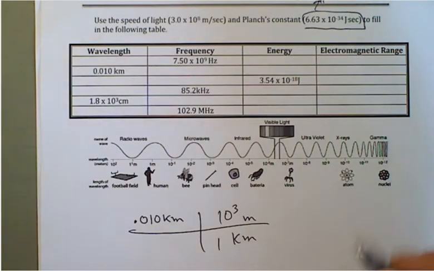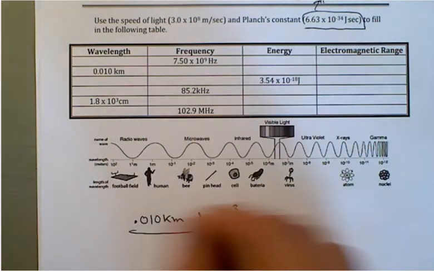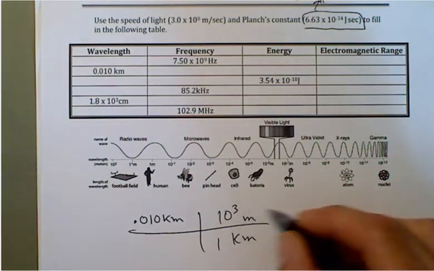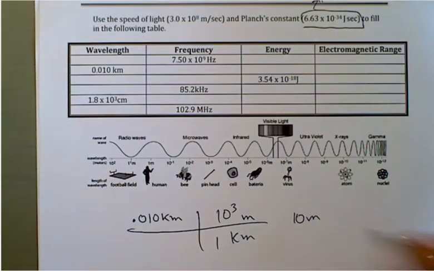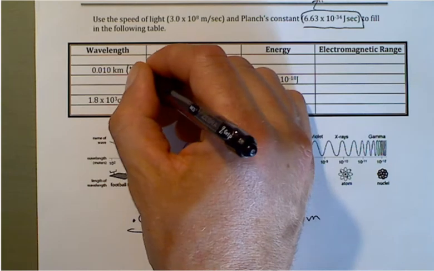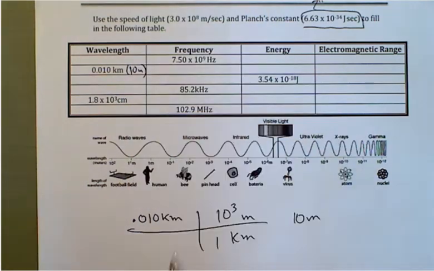All right, here we go. So go ahead and multiply that out. That's pretty easy because you're just moving the decimal place 3 places. So I have 10 meters. So over here, this is 10 meters instead of 0.010 kilometers.